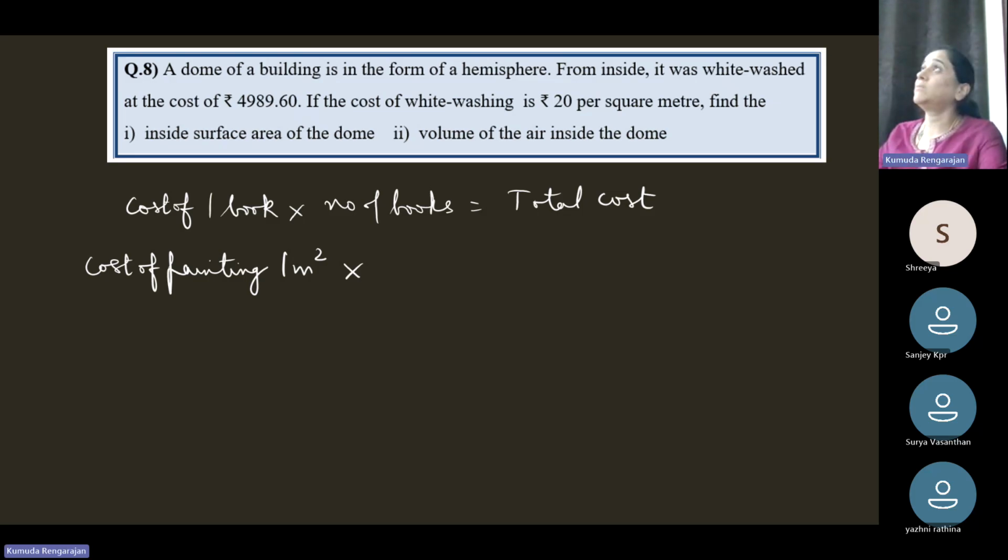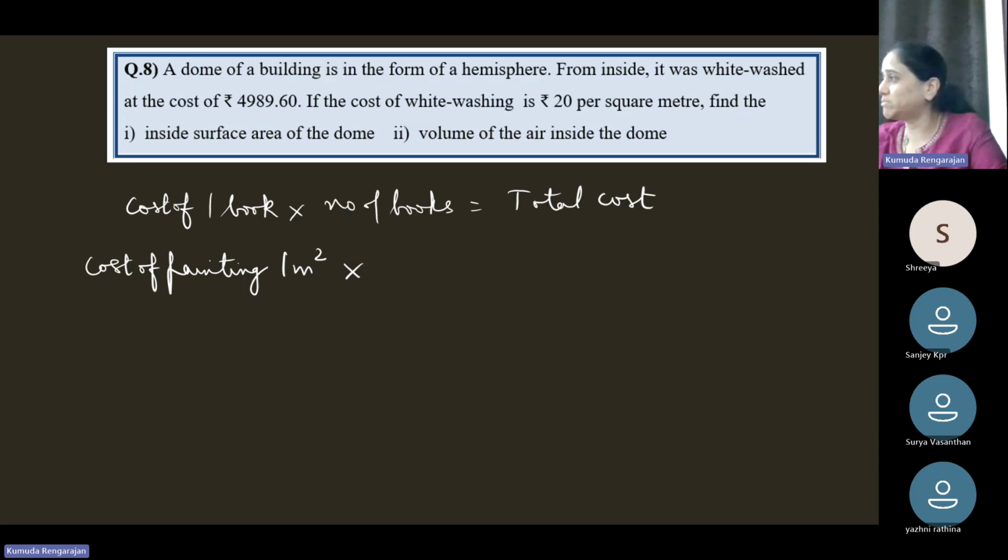Okay, so you look up, you can see the hemispherical dome. So what part of the dome can be whitewashed? The curved surface area. What is the shape of the mouth of a hemisphere? Circle. But that circle will not be covered, no? When you look inside, that circular part will not be covered. Then you cannot see the shape, no?